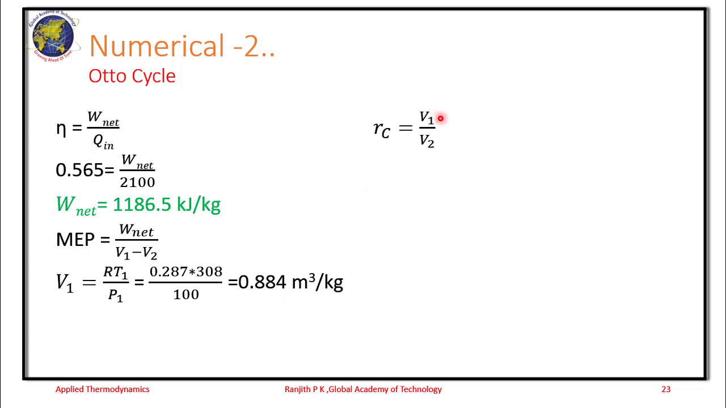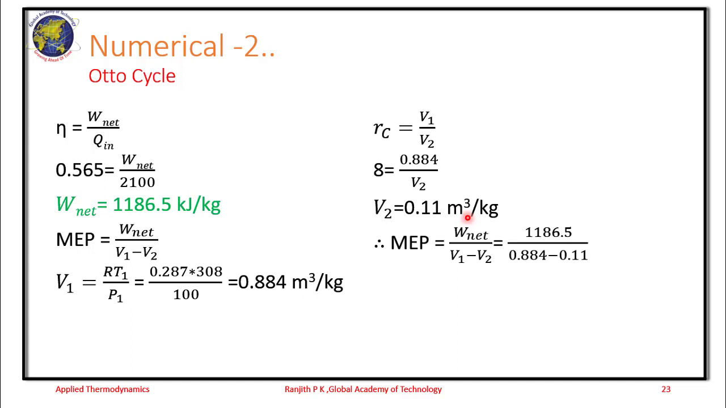Then RC is equal to V1 by V2. We already have the values of RC and V1, so we can calculate V2, which is 0.11 meter cube per kg. So we calculate the mean effective pressure by substituting the values of W net, V1 and V2. We get mean effective pressure as 1533 kilopascal.